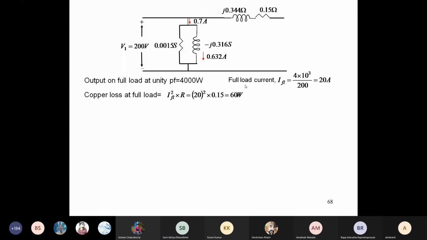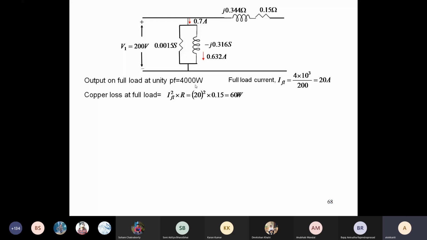Okay, so the output delivered is 4000 watts. So the question is, what is the efficiency? What is the definition of efficiency? Sir, output by input. I mean, output power divided by input power. Output by input. And what is input equal to? Output plus core losses plus copper losses. Output plus all sorts of losses.